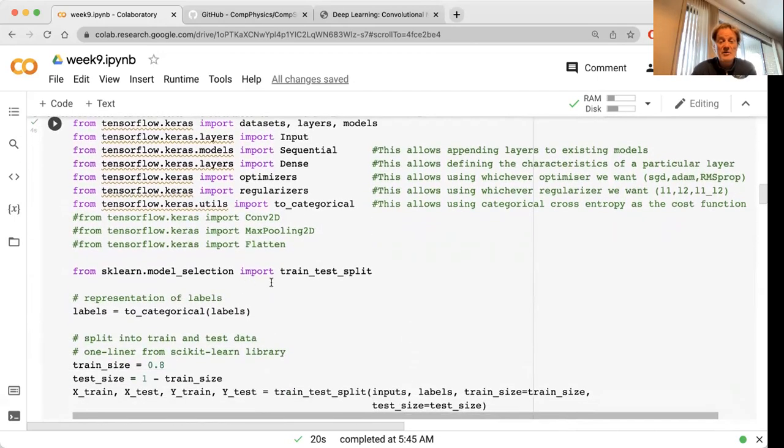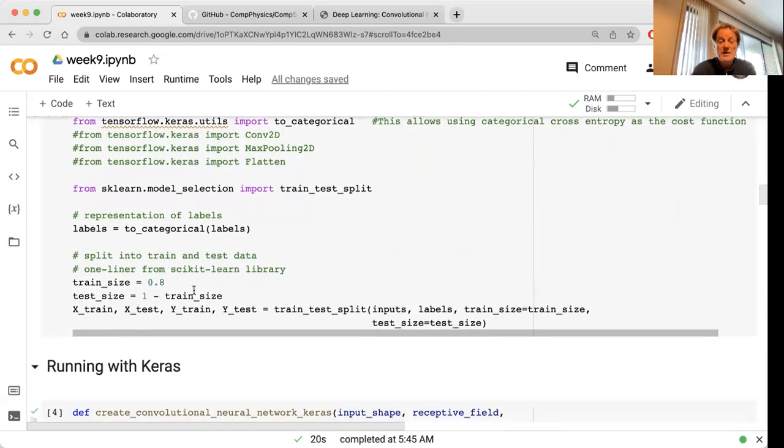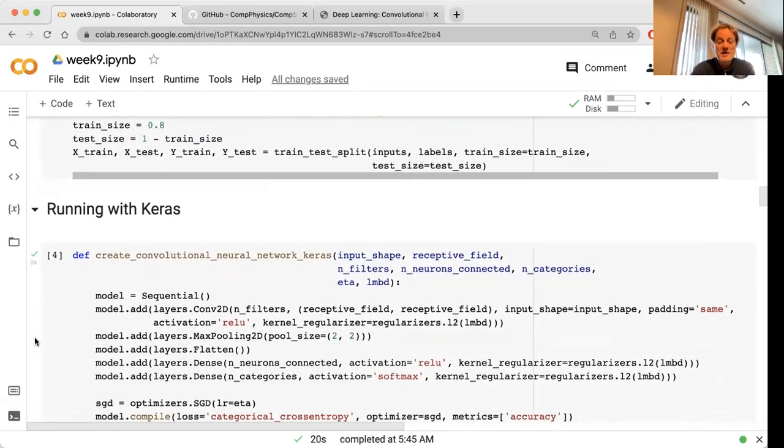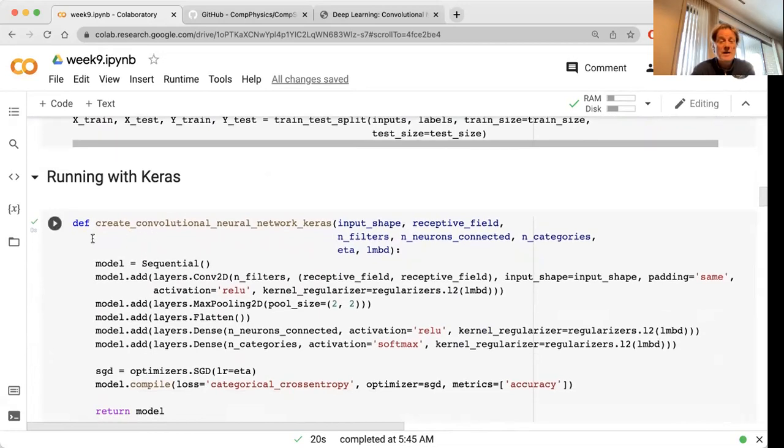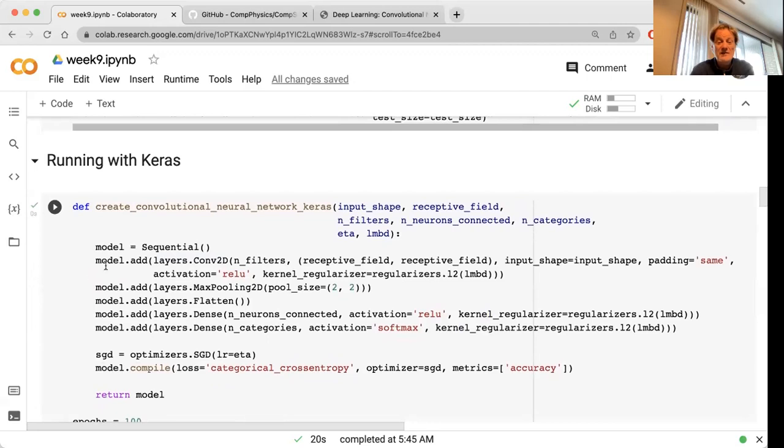Then we do the standard train test split, which we have always done, splitting the data into 80% training and 20% test. Then, when we run this with Keras, what I've done here is simply to set up my own function, and I'm putting up layers here. You can define the size of the layers you want to output. In this case, I'm setting up a Conv2D layer, a convolution in 2 dimensions. I define the number of filters, the type of receptive field, the input shape. There's something called padding, which is related to the stride. I define the activation function, which in this case is ReLU, and I can also add a regularization parameter.